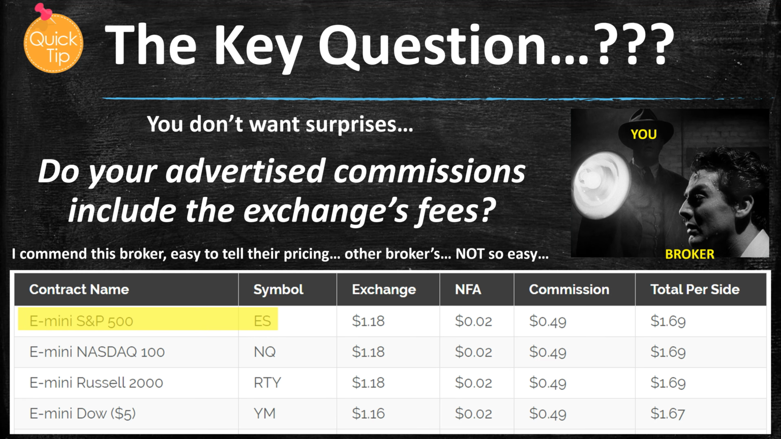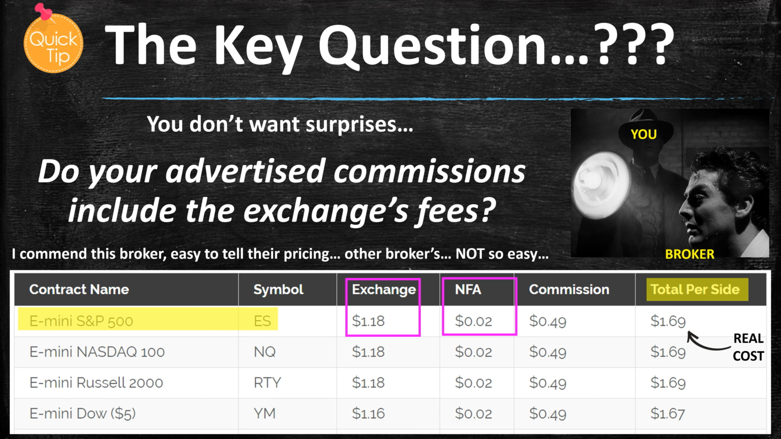And you can see right here, we'll go back to our trusty ES, which has been one of the core examples we've used. Here, there's the exchange fee right there of $1.18, and then another fee right there for 2 cents, which actually brings the total per side to $1.69, which is the real cost. So like I said, you've got to figure out the real cost, and you have to figure out, is the advertised price including those exchange fees or not? Probably not. But I suppose there is one that might.